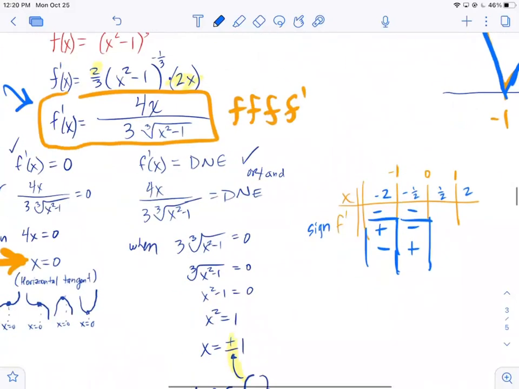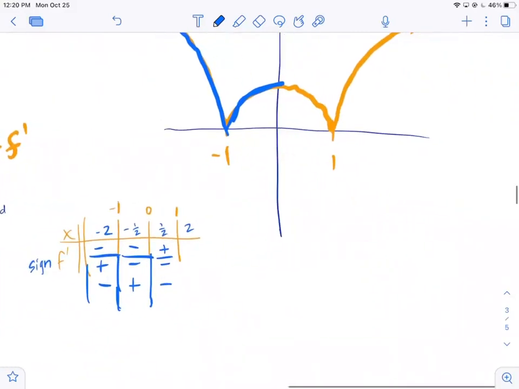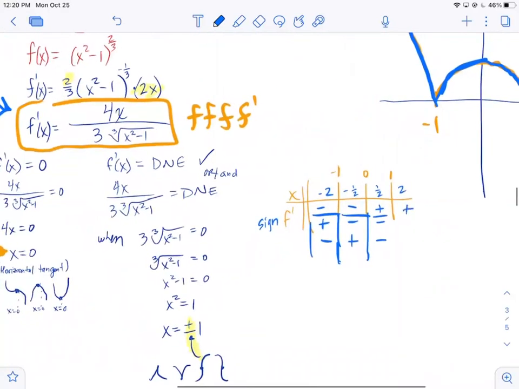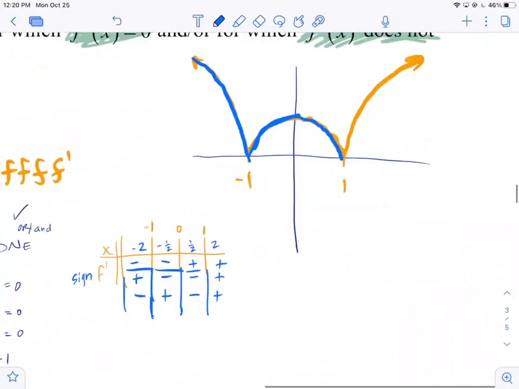Plug in a +1/2 and you're going to get a positive over a negative, which is negative. So now from 0 to 1, it's decreasing. And then finally to the right of 1, I'm going to choose 2. I get a positive in the top, positive in the bottom. That's positive. And there you go.